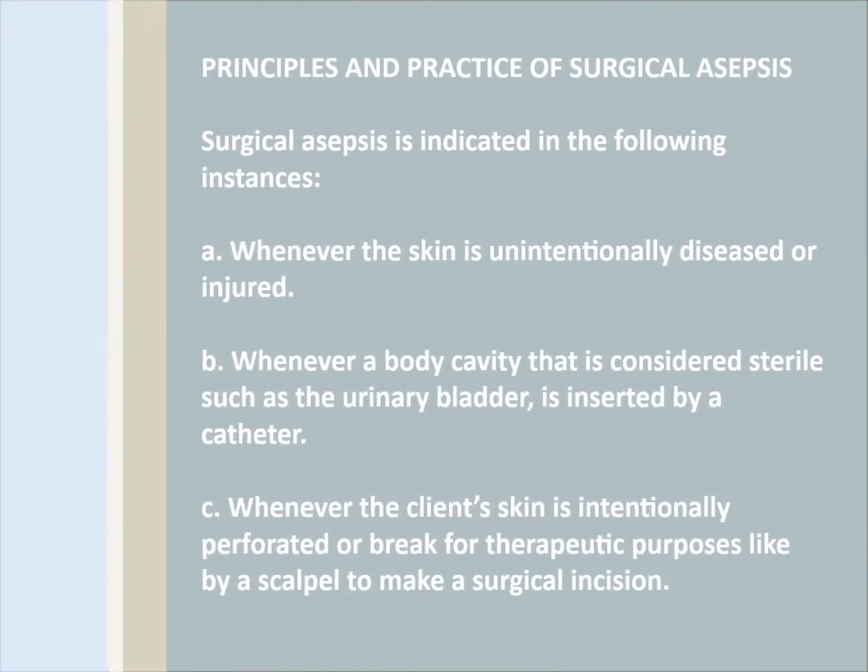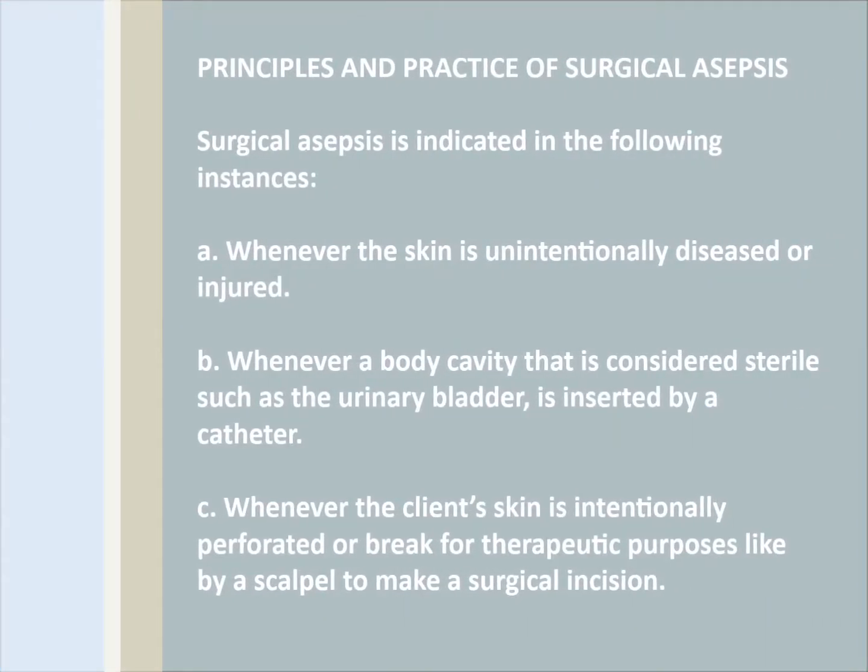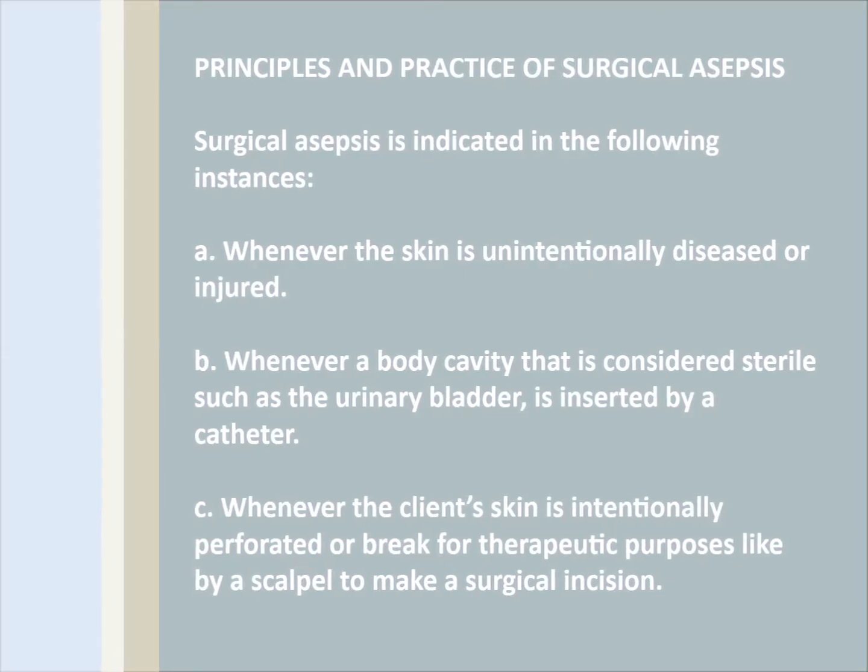Principles and practice of surgical asepsis. Surgical asepsis is indicated in the following instances. A. Whenever the skin is unintentionally diseased or injured. B. Whenever a body cavity that is considered sterile, such as the urinary bladder, is entered by a catheter. C. Whenever client skin is intentionally perforated or broken for therapeutic purposes, like by a scalpel to make a surgical incision.